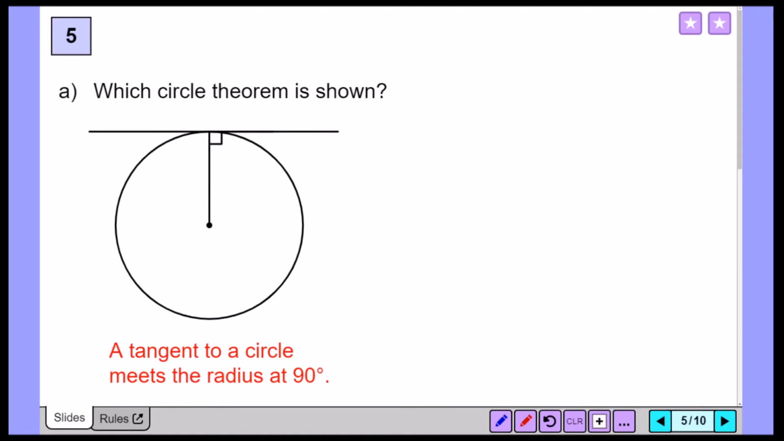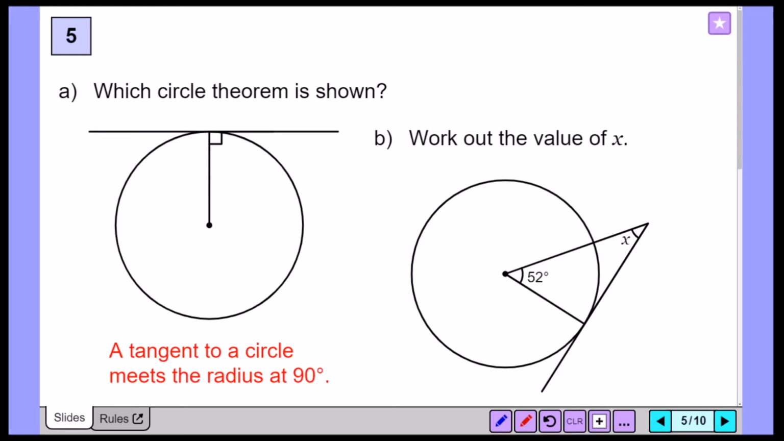The next thing that we need to recognise is that a tangent to a circle always meets the radius at 90 degrees. Again, you might need to use this fact to help you work out some missing angles. Here's an example. The first thing that we can say is that the angle between my tangent and radius is going to be 90 degrees.